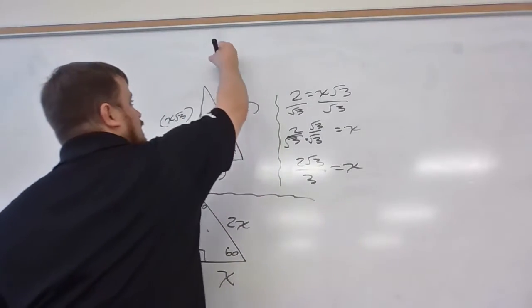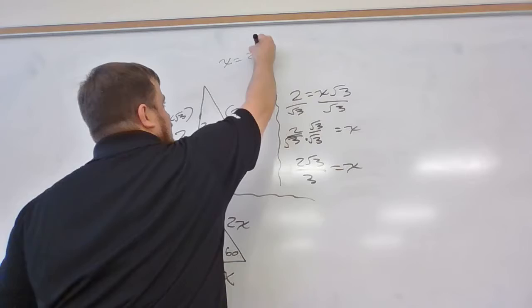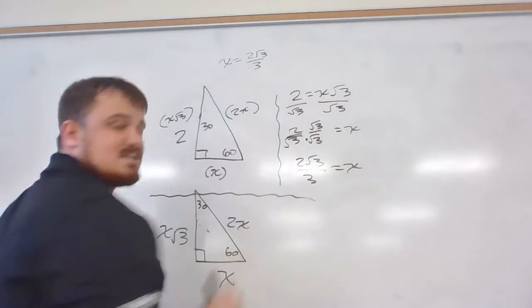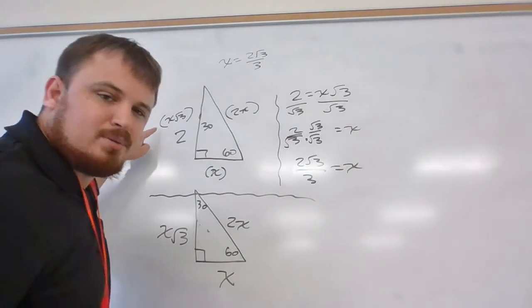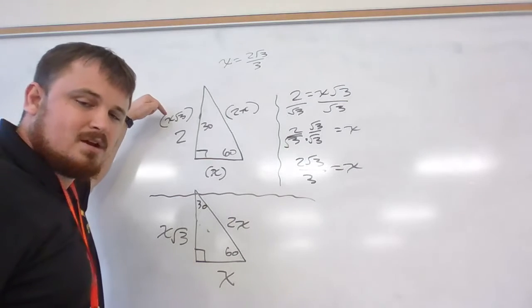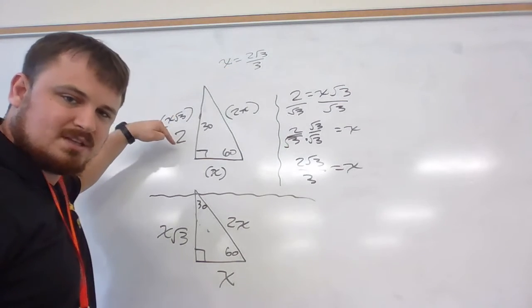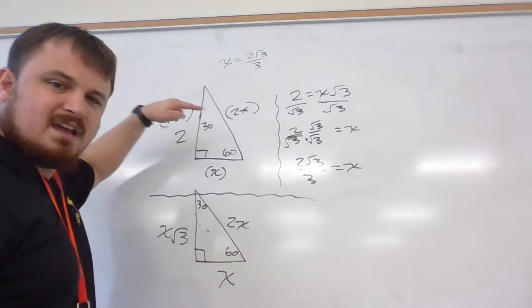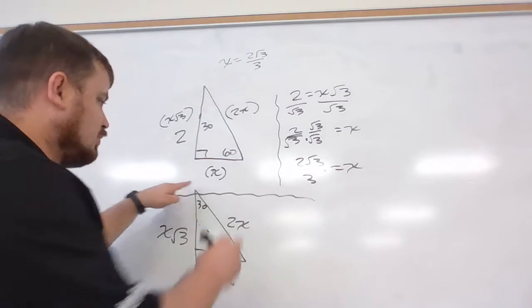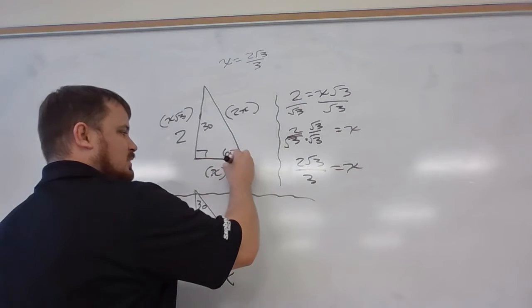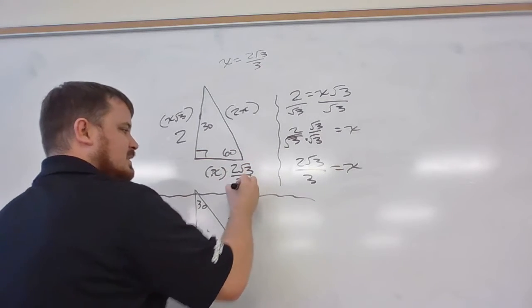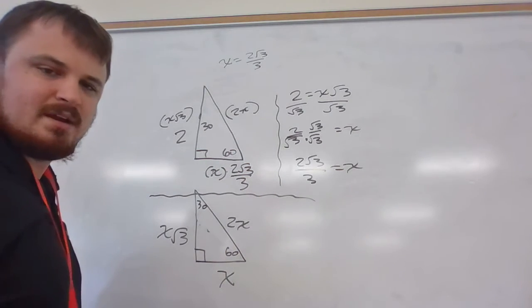So for this problem, x is 2 root 3 over 3. So now plug that into each one. If you would have plugged it in right here, you can double check it yourself. But if you plug 2 root 3 over 3 into x root 3 over here, you'll get 2 as an answer. If you do it right here, you'll just get 2 root 3 over 3. So this one is 2 root 3 over 3. That's the answer right here.